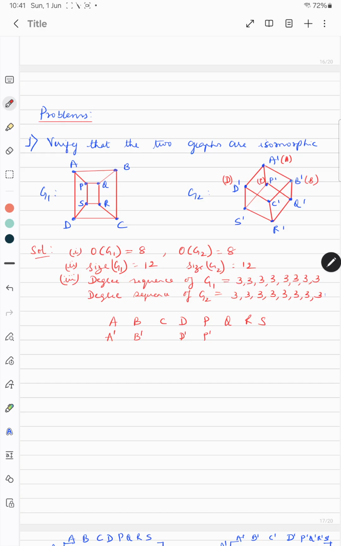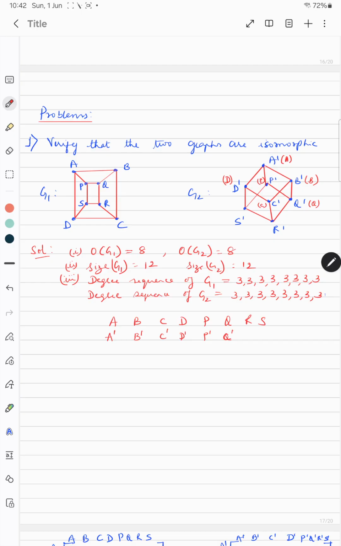Now B dash is adjacent to Q dash, B dash is also adjacent to C dash. Therefore, I can see the one-to-one correspondence between C and C dash. So C dash corresponds to C and Q dash corresponds to Q. And therefore, C corresponds to C dash, Q corresponds to Q dash.